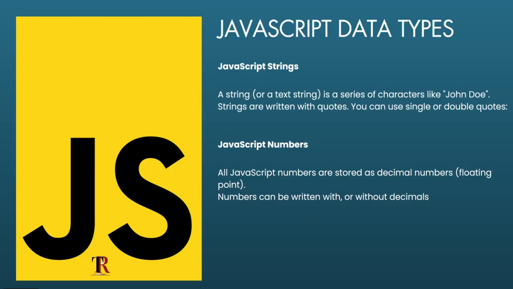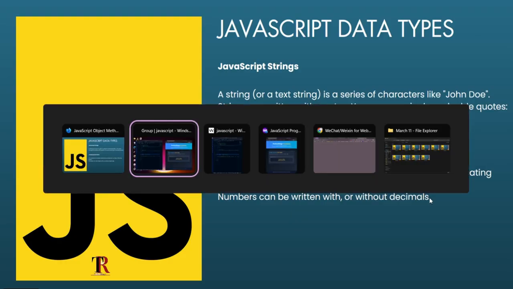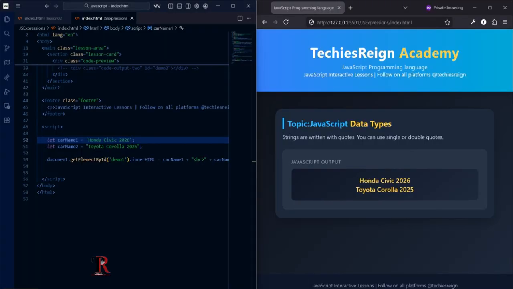In JavaScript, those numbers are stored as floating point. They are stored as decimal numbers, and they can be written with or without decimal, which means that even if you give an absolute value or an integer, JavaScript will still process it because it understands what you are trying to do. So let's take a look at some examples of how this works in JavaScript.